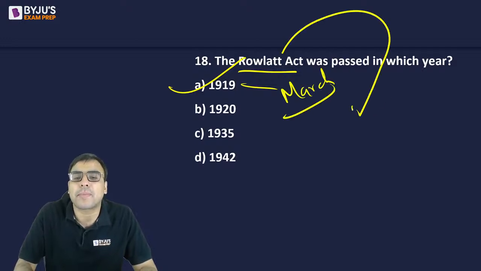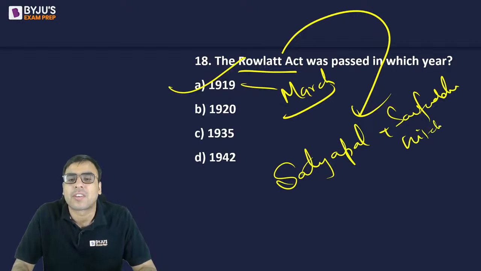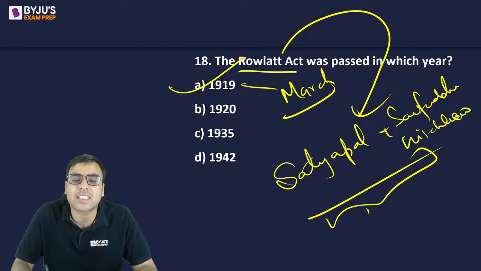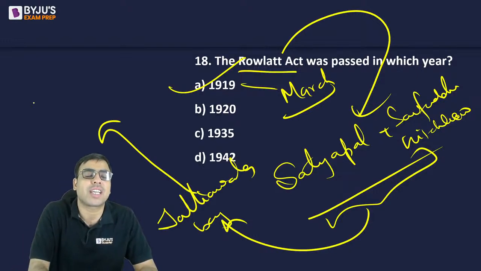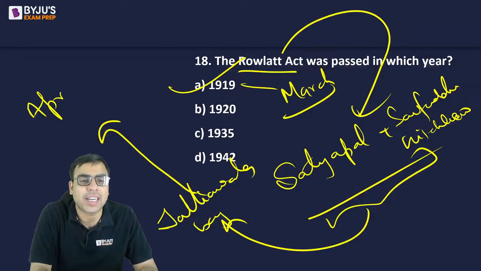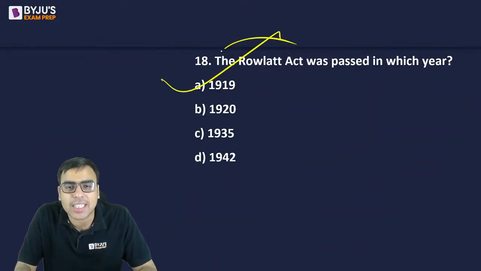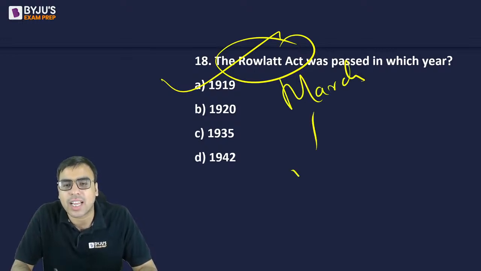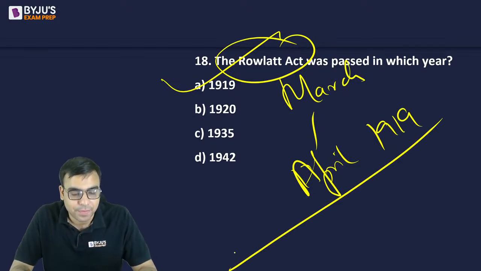And when it was passed, people started protesting. In that protest, Satyapal and Saifuddin Kitchlew were arrested in Punjab. To protest against the arrest of these two people, people started protesting in Jallianwala Bagh, and this led to the Jallianwala Bagh incident, where in April 1919 General Dyer along with British military troops entered the Bagh and opened fire and killed the people. So just after the Rowlatt Act was passed in March, in the next month, April 1919, the Jallianwala Bagh massacre happened. Both are linked phenomena. So A is the right answer.